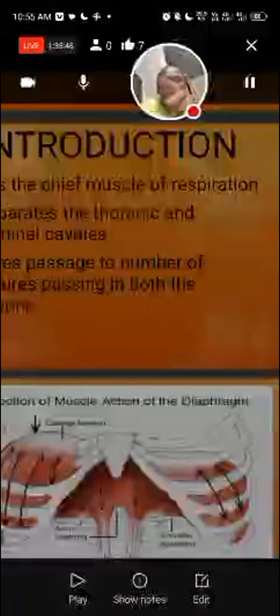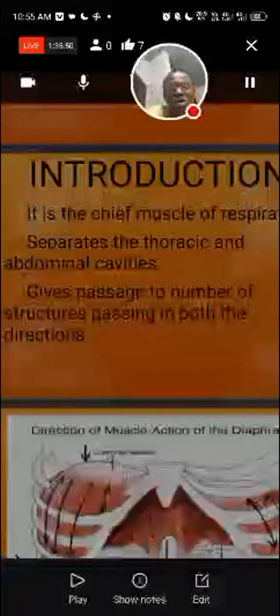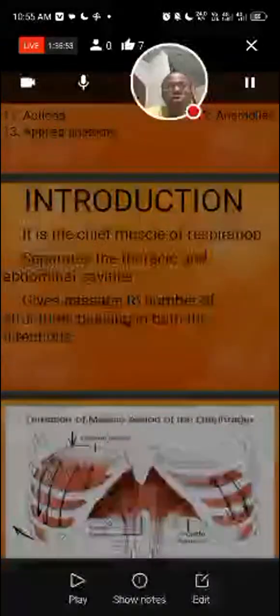The insertion is just the central tendon. It is inserted on the central tendon. All right, let's move away from there.